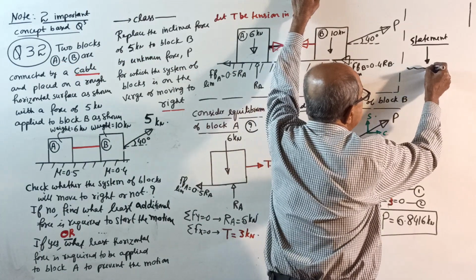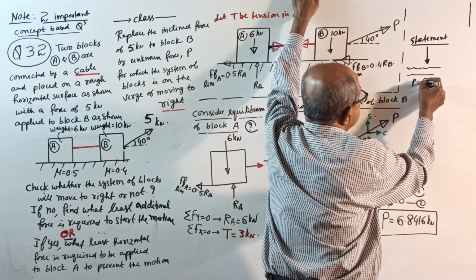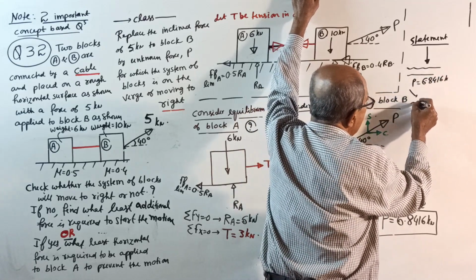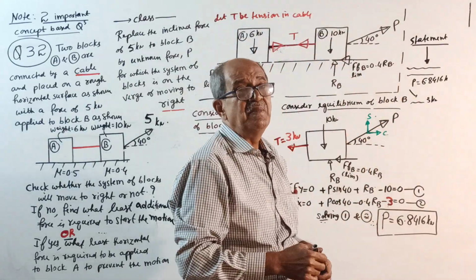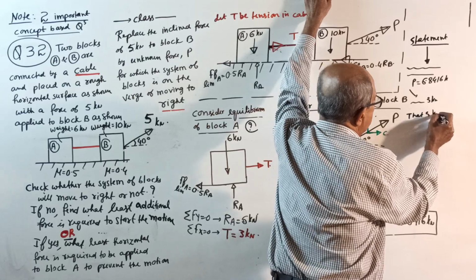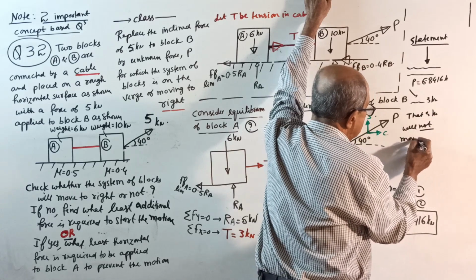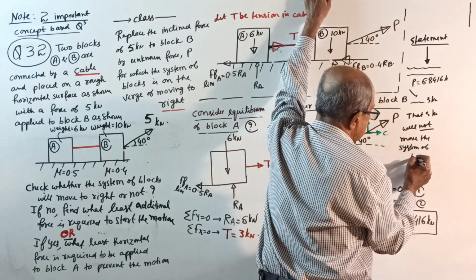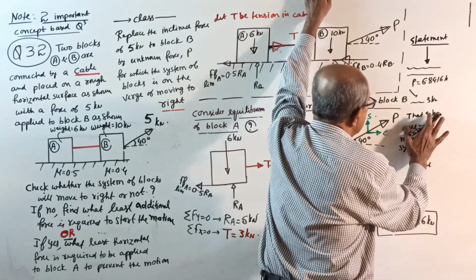The system is on the verge of moving to the right side when the value of P reaches 6.8416 kilonewton. But actually, the applied force is only 5 kilonewton, which is less than the minimum force required. Therefore, that 5 kilonewton force will not move the system of blocks to the right side. That is the conclusion for the first part.